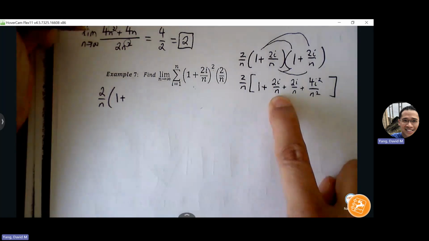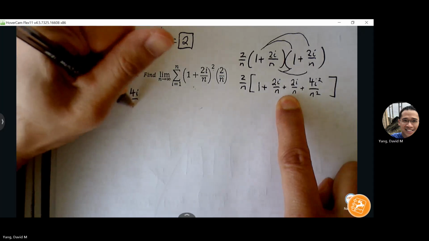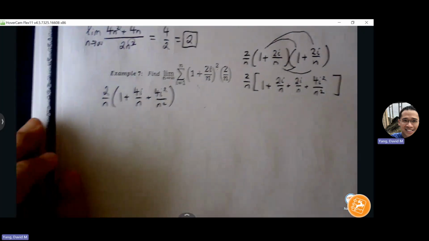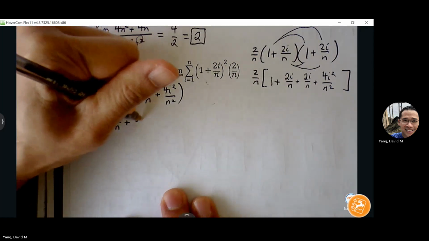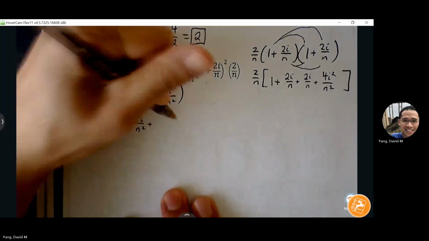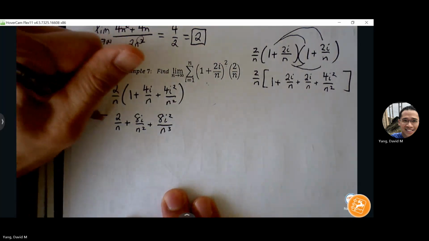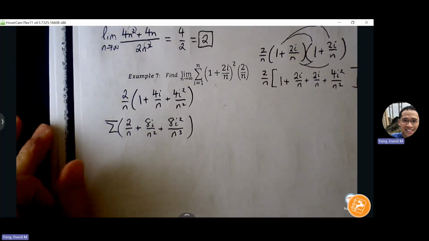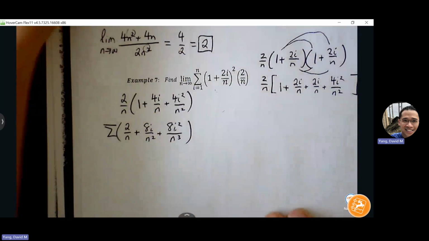Combine some like terms there. 2i over n plus 2i over n is what? Let me get rid of all the parentheses. And now I'm going to individualize each term with its own summation and with all the coefficients pulled out in front so I can isolate the parts that the summation rule will impact.